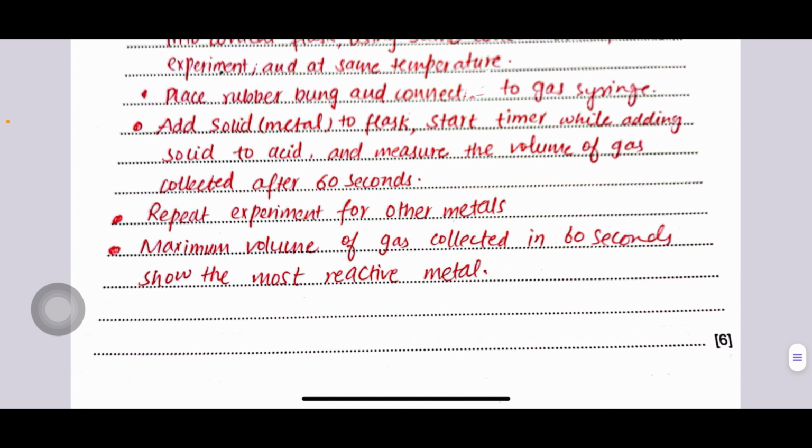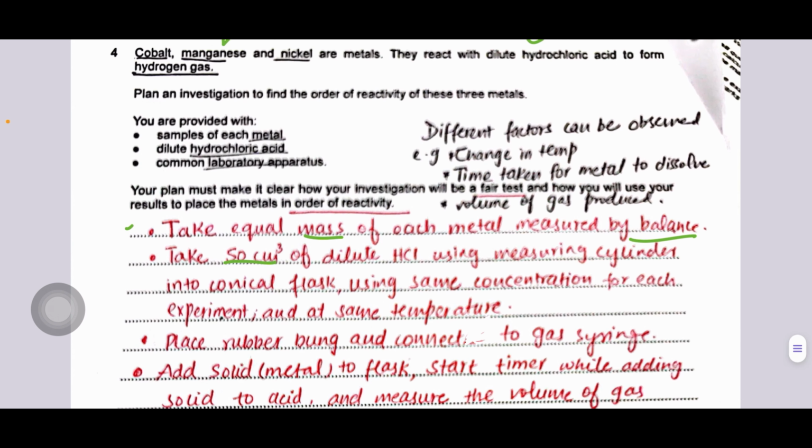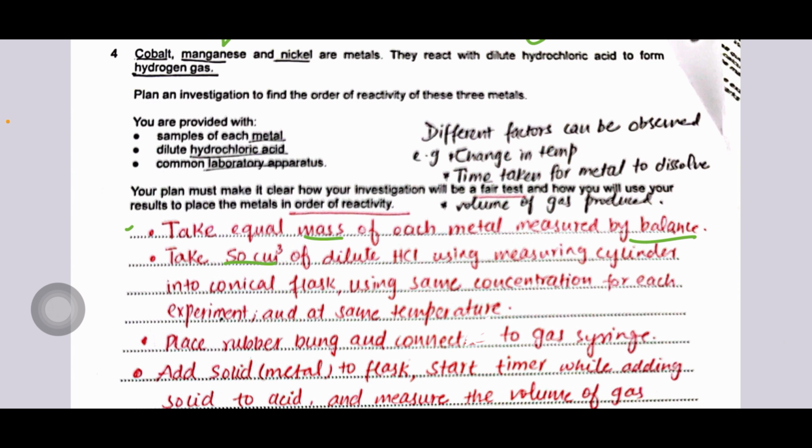Repeat the same experiment for other metals, keeping the conditions the same. The maximum volume of gas collected in 60 seconds shows the most reactive metal. This experiment can be explained in another way. You can observe any other factor like change in temperature or time taken for the metal to dissolve.